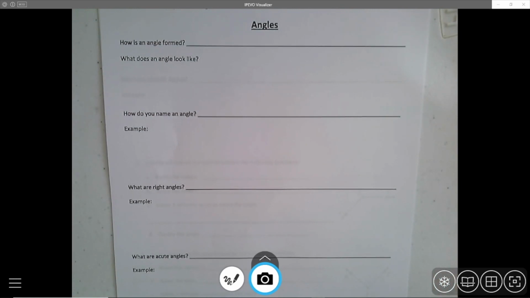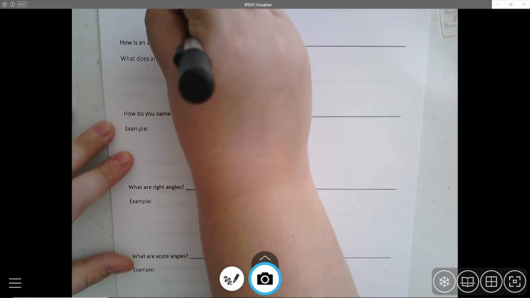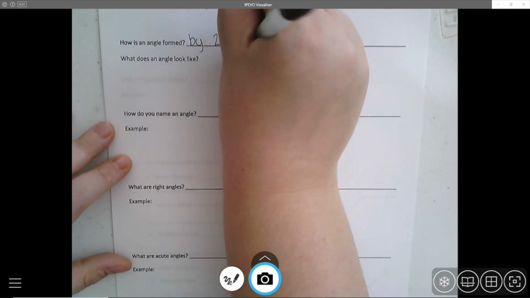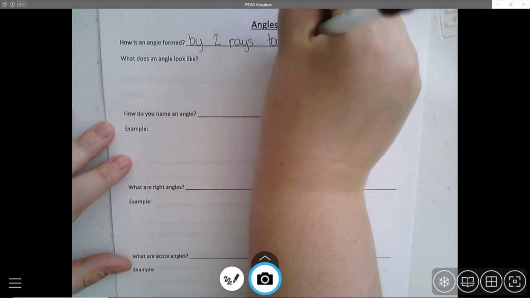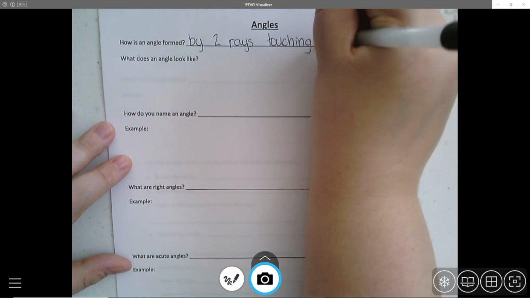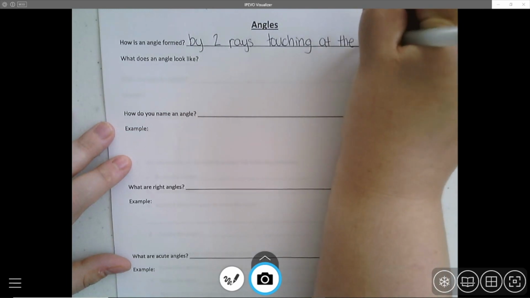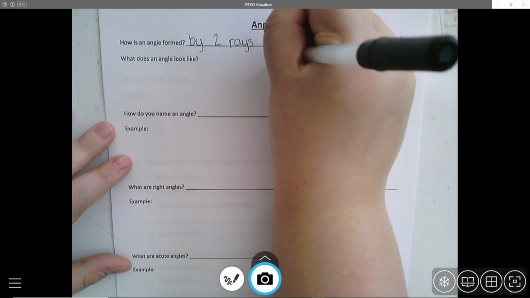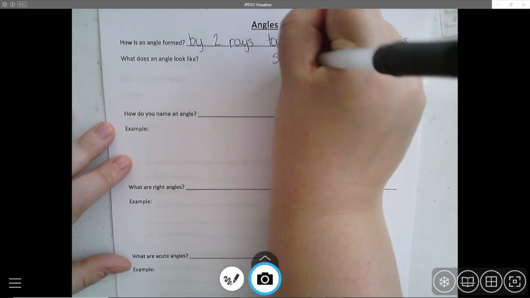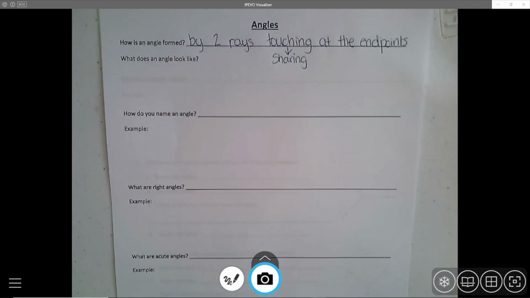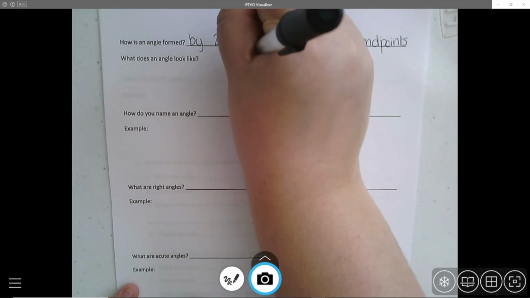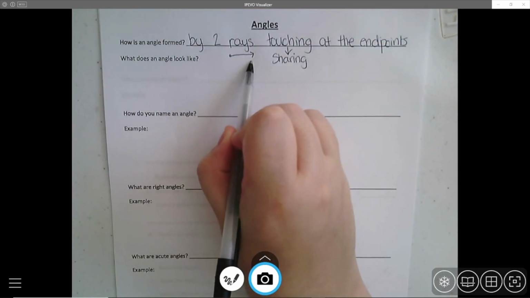The first question that we really get into is, how is an angle formed? Well, an angle is formed by two rays touching at the endpoints. Now, when we talk about touching, it could also be mentioned that they are sharing. So remember, a ray, first off, if I draw a symbol of it below, has an endpoint on one side, the arrow on the other.